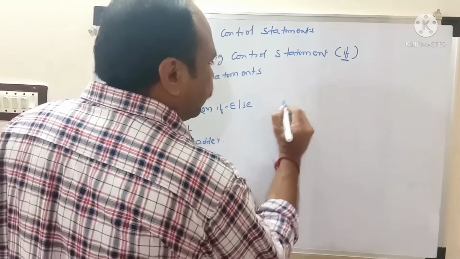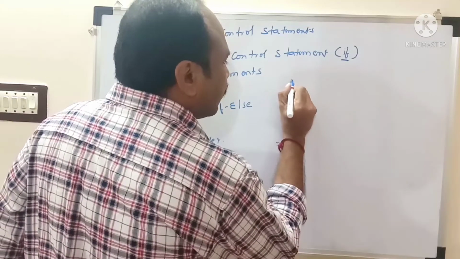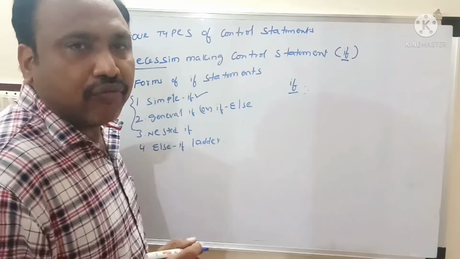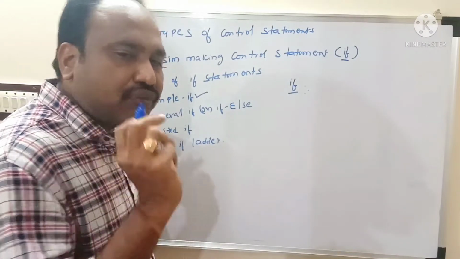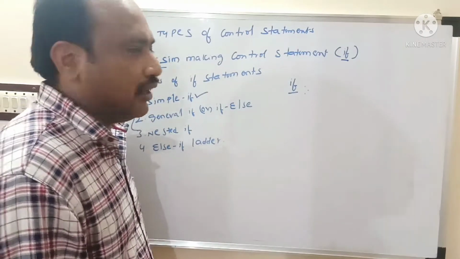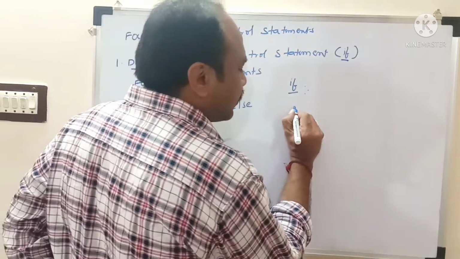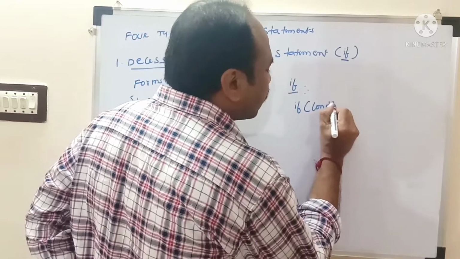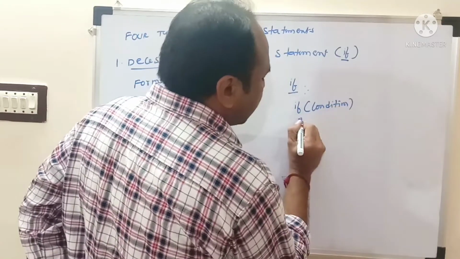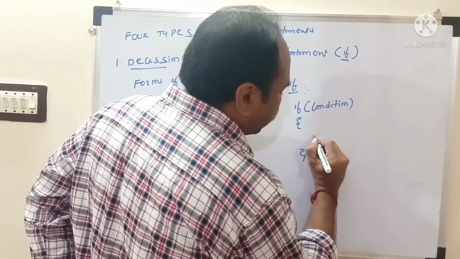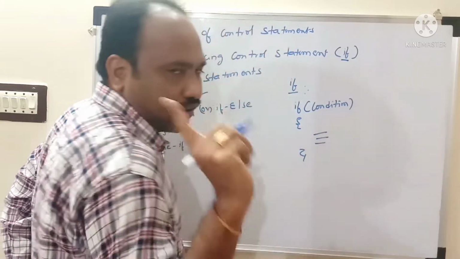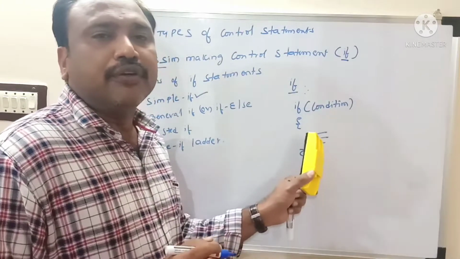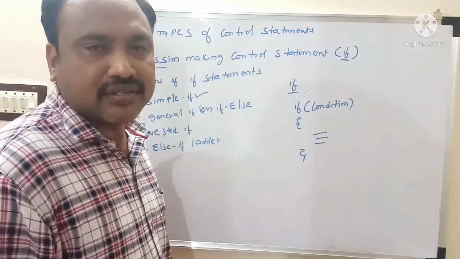Coming to simple if, in the C programming language, to work with everything we have syntax. Syntax means rule. We should write like that only. The syntax of simple if is like this: if of condition. If the condition is true, the if block will be executed once.